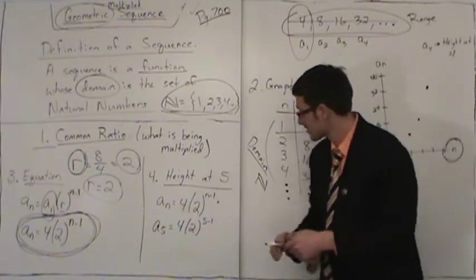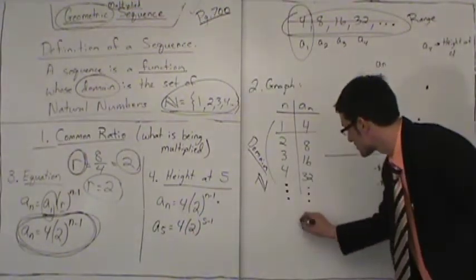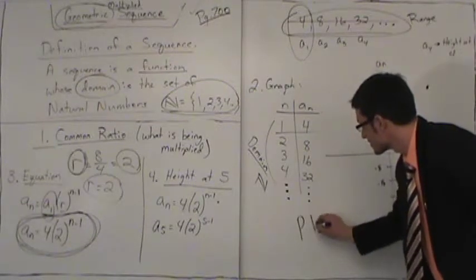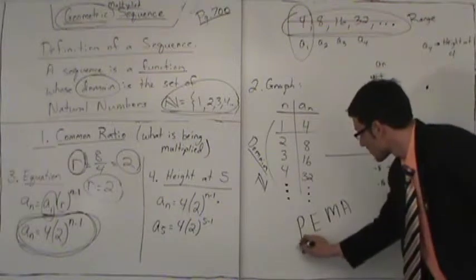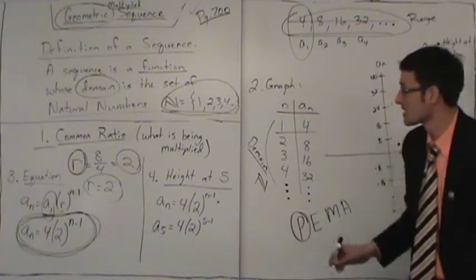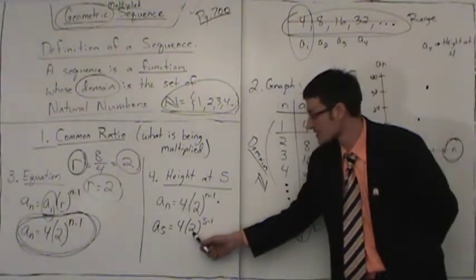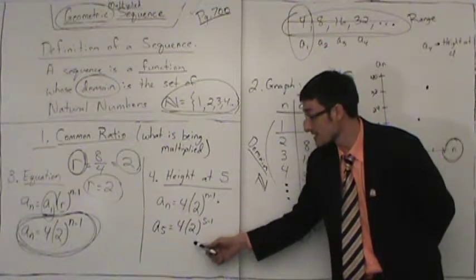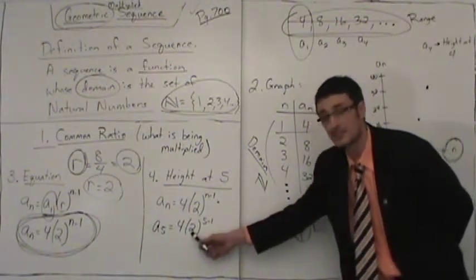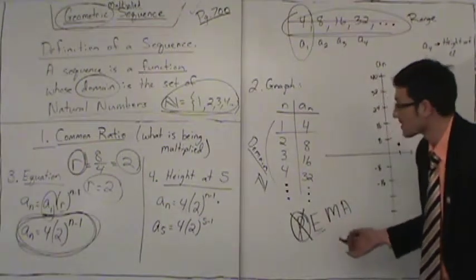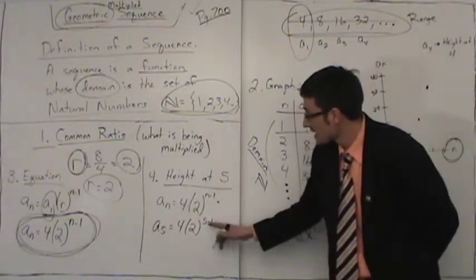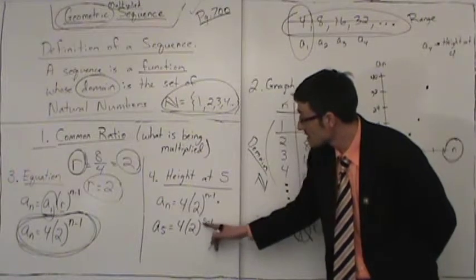Let me remind you guys of the acronym: please excuse my dear Aunt Sally. In this class we use please excuse my aunt. What comes first? Parentheses come first. Is there anything that needs to be done inside the parentheses? No. So we're done with parentheses, and now we switch to exponents. So we're going to take 2 to some power.